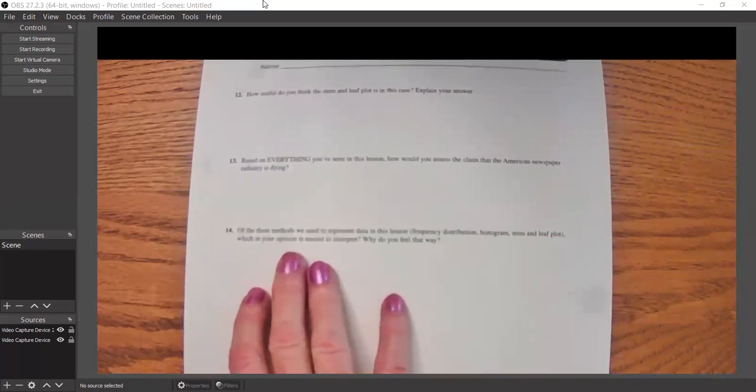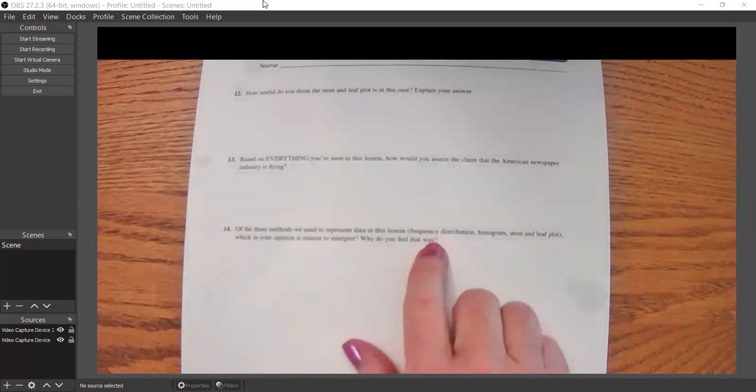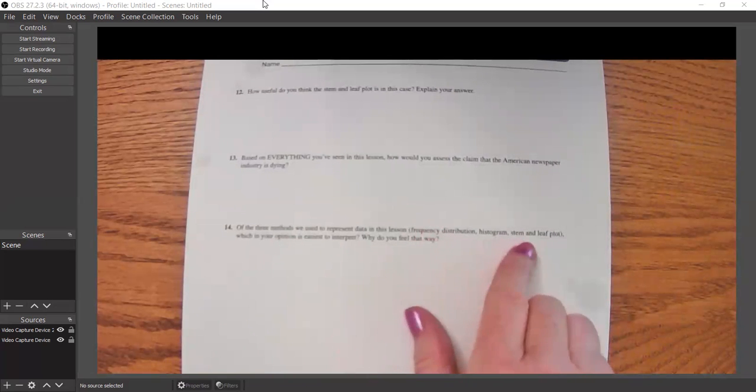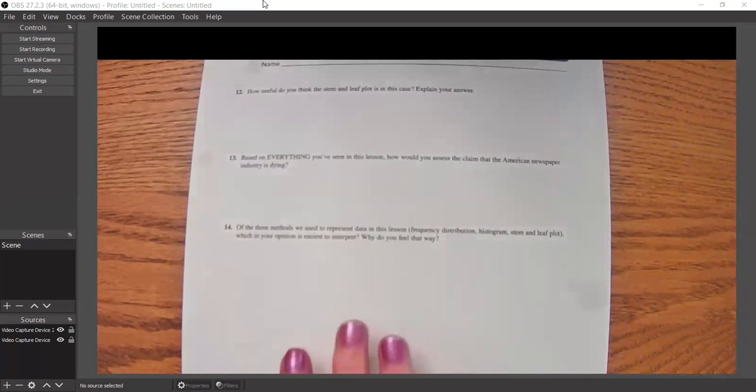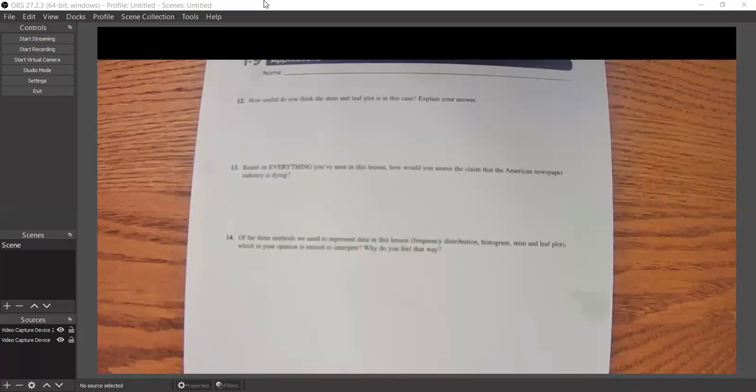And of these four methods used to represent data, frequency distribution, grouped frequency distribution, histogram, and stem and leaf plot, which is the easiest to interpret? Again, this is an opinion question. I kind of like the histogram because I like the graphical models, but that's purely based on what kind of data you're looking at and what you're modeling.